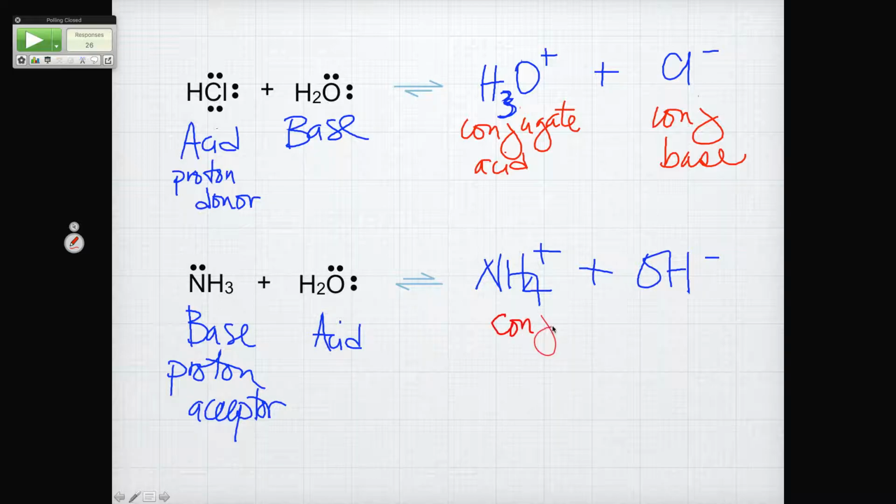This is like those things that you're like, whoops. Let's put a lot of these on the test, Dr. Rosman. Okay, who's the conjugate base? Yeah, hydroxide ion.